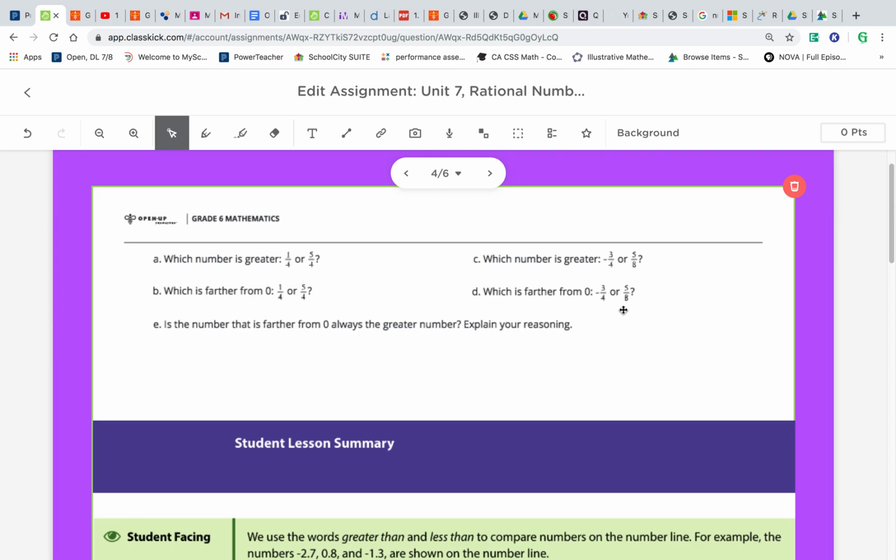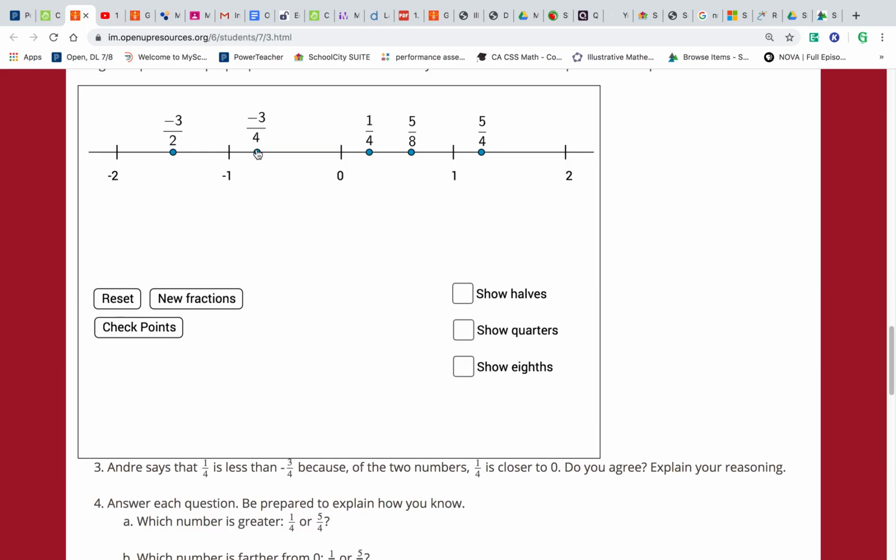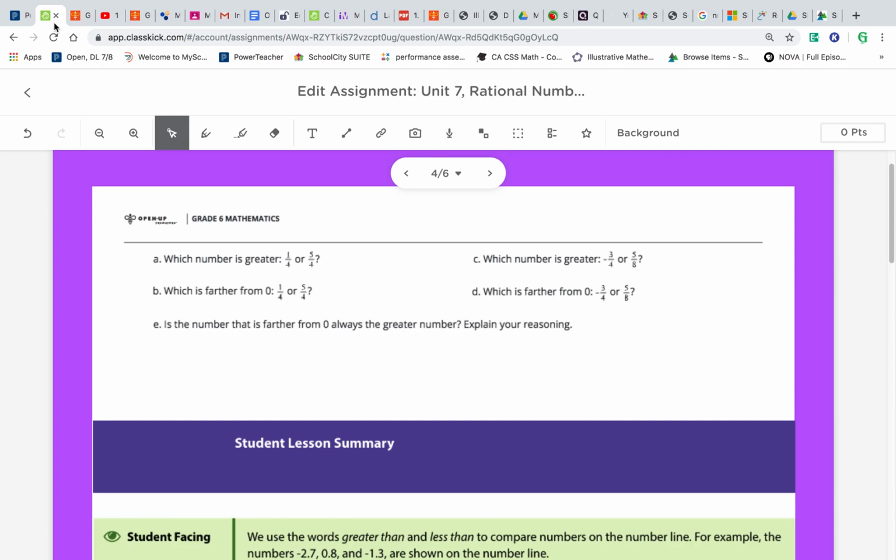All right, and then which one is further from 0? So same two fractions here, -3/4 or 5/8. Well, let's look at it. Negative 3/4 is out here. That's the distance. And then 5/8 is here. It's close, right? But if we were to think about this in terms of eighths, I'll show the eighths. Remember what we said earlier. This is 1, -1, -2, -3, -4, -5, -6/8. So this is 6/8, and this is 5/8. So this one's actually a little bit further away from 0.